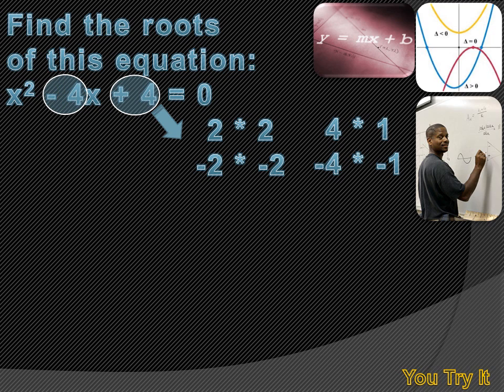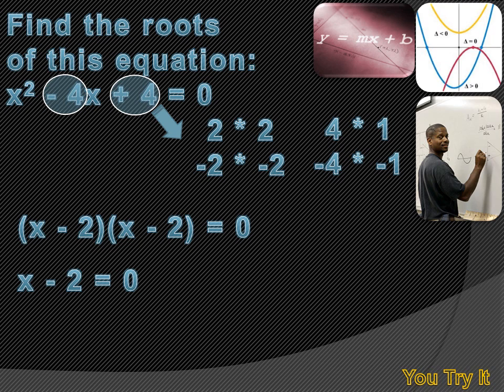How am I going to get rid of some of these and come up with the real answer? Well, we'll do that by looking at the b coefficient. And it's negative 4. Now we're going to add the two factors together, and they have to equal negative 4. 2 plus 2 doesn't equal negative 4. 4 plus 1 doesn't equal negative 4. Negative 4 plus negative 1 doesn't equal negative 4. But minus 2 plus minus 2 equals negative 4. So my roots are x minus 2 times x minus 2.